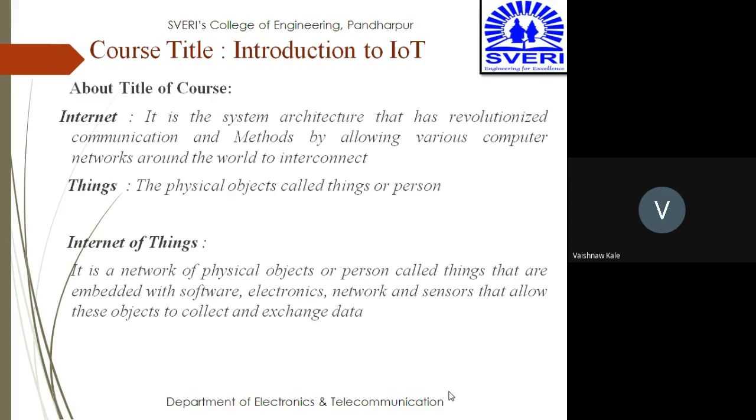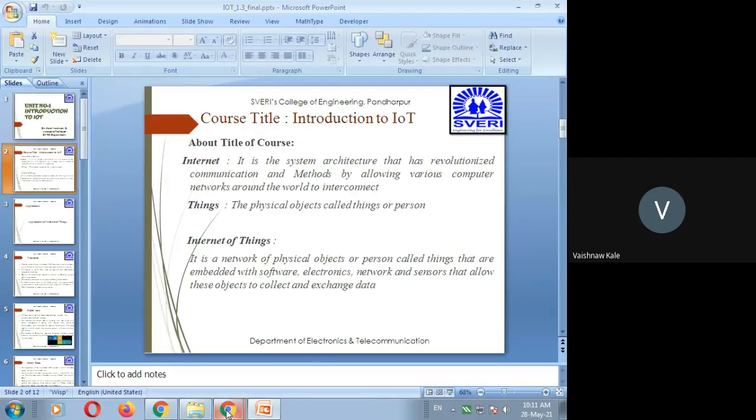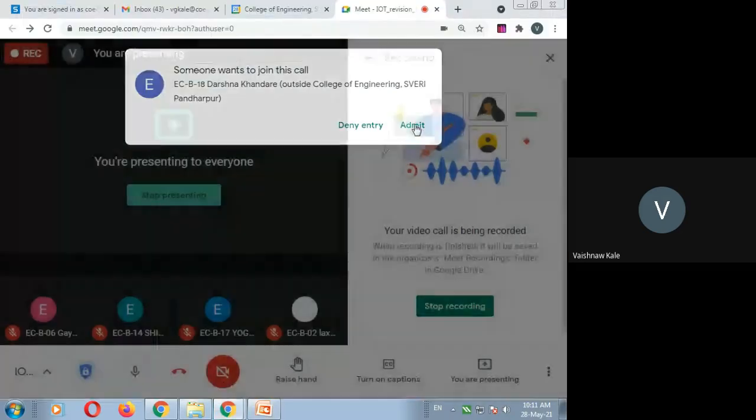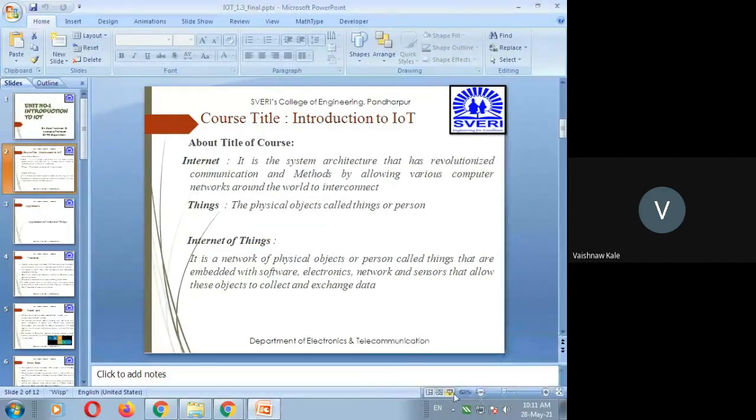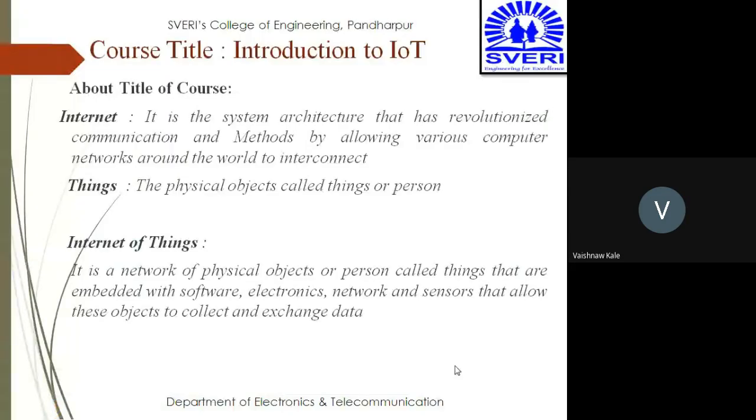about the applications. So IoT is nothing but, let us first define the internet, and then we'll move towards the IoT. So internet is nothing but the system architecture that has revolutionized communication and methods by allowing various computer networks around the world to connect. Clear cut, it does mean that there are various computer networks around the world that are interconnected with each other through a system architecture that will help you for the communication, is called as internet.